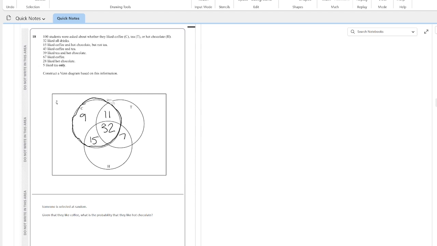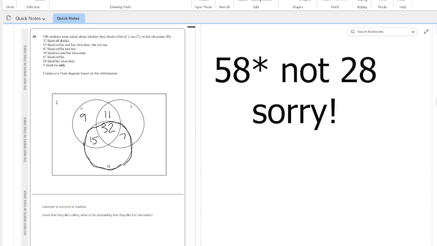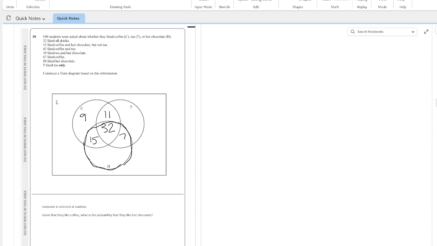And 28 people liked hot chocolate, so that's this circle at the bottom, is meant to say 58 people. Yeah, this is 58 people. I apologize. And so if you do 58 subtract 15, 32 and 7, this gives us 4. And if we look at the last condition, 5 like tea only, and so we put 5 here.